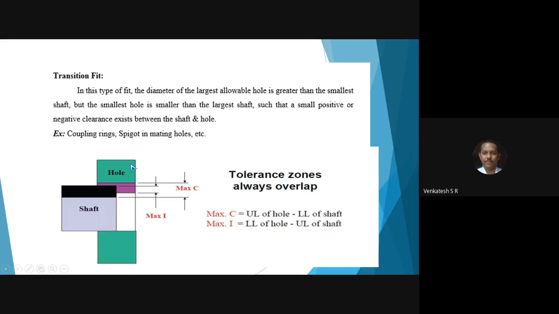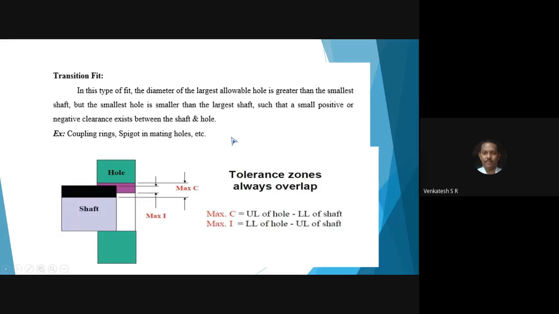Here in this example, you can observe coupling rings, couplings used for transmission of power from one place to the other place. You might have seen in some workshops, they use only one motor. From that motor, they transmit the power from one place to the other by overhead shaft, using pulleys and belt.